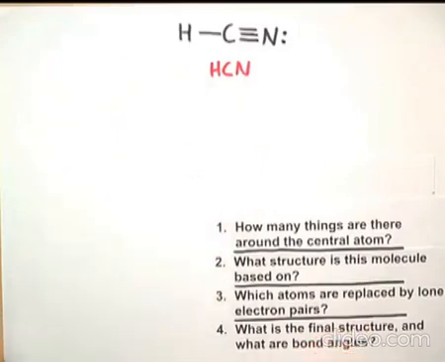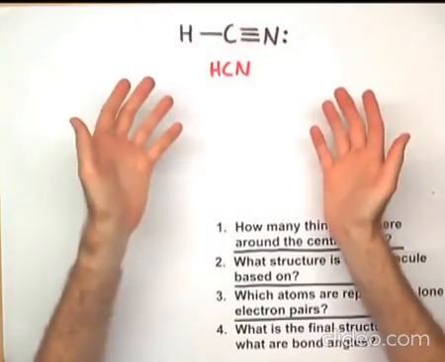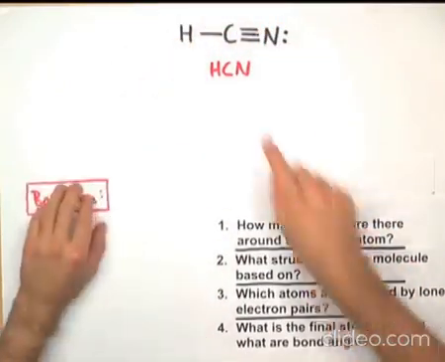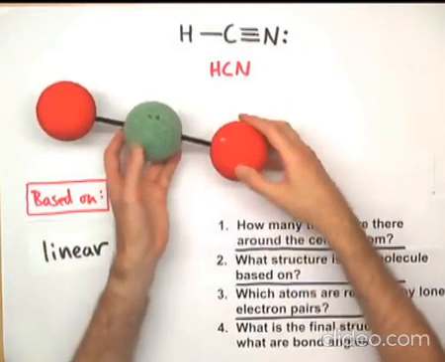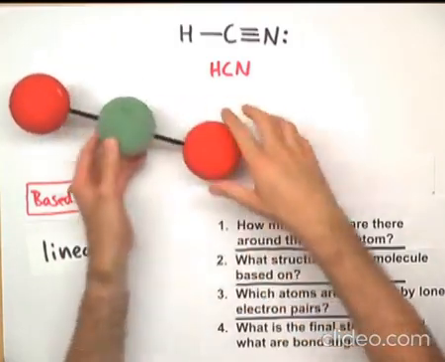HCN. How many things around the central atom? Got 1 bond here, 1 triple bond here. Doesn't matter that it's a triple bond, it's just 2 bonds. A bond here, a bond here. So if we have 2 things around a central atom, the structure is based on this linear thing that we've got here. Here's a central atom, atom on the side, atom on the side.